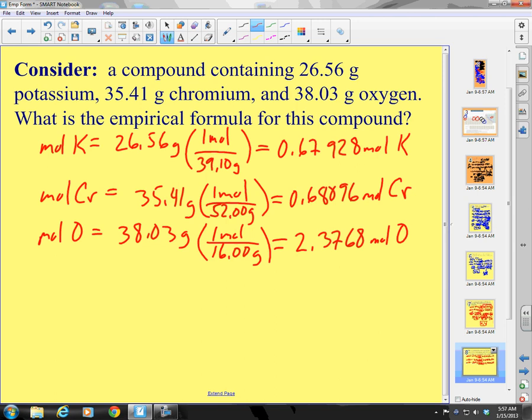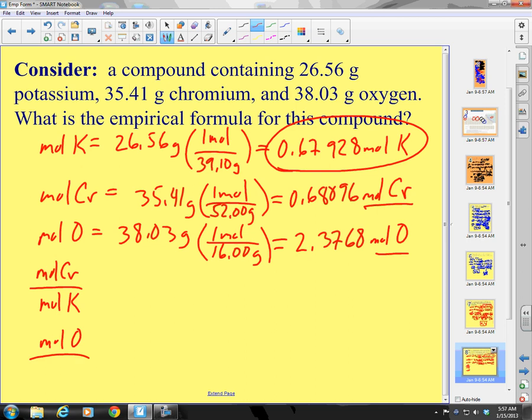Set up ratios. Which one is the smallest? Is oxygen the smallest? No. Is chromium the smallest? No. Is potassium the smallest? Yes. So I have to set up 2 ratios: moles of chromium per mole of potassium and moles of oxygen per mole of potassium. And so this is going to be what? 0.68096 over 0.67928. We can look at that and guess what that's going to be, can't we? But we'll actually work the numbers, okay?